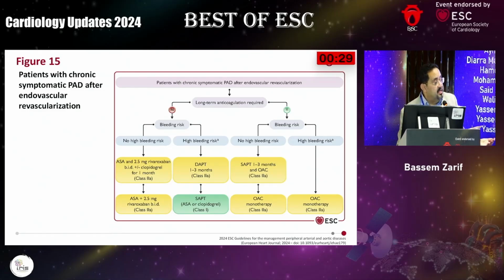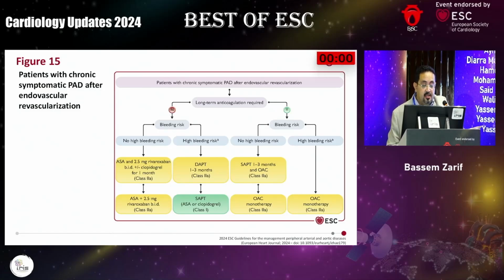If there is no indication for anticoagulation, so we will consider the bleeding risk. If there is no high bleeding risk, so the combination of aspirin and vascular dose of rivaroxaban plus minus clopidogrel. This is very, very important. This is the first time to hear about triple therapy for 1 month. This is class 2A, and finally the final destination will be a combination of aspirin plus rivaroxaban vascular dose.